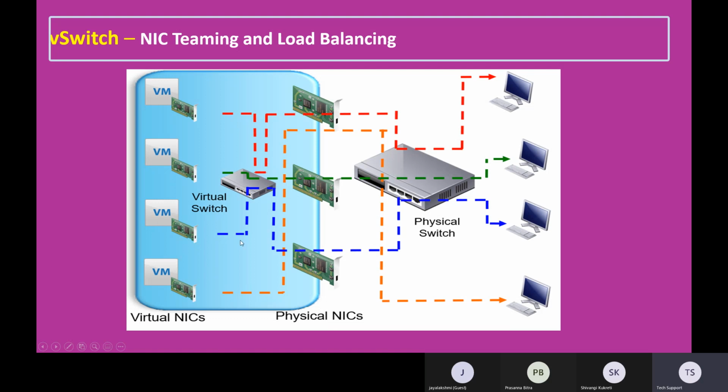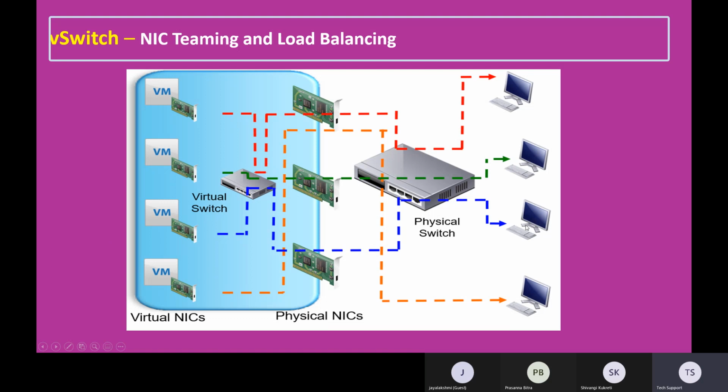Suppose from one VM, if you see the blue line, it's communicating from the virtual NIC to the virtual switch. From the virtual switch it's connected to the physical NIC, and from the physical NIC it's connected to the physical switch. From the physical switch only we can access from our local system, either our workstation server or any of the member servers. In order to access your VM, this is the communication process.